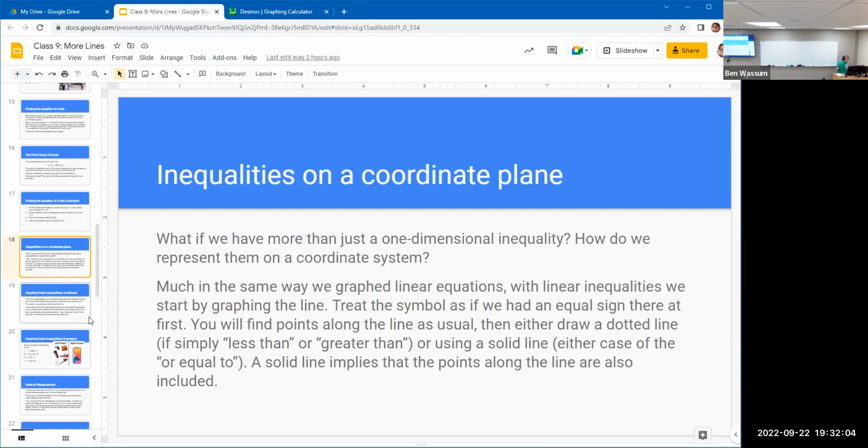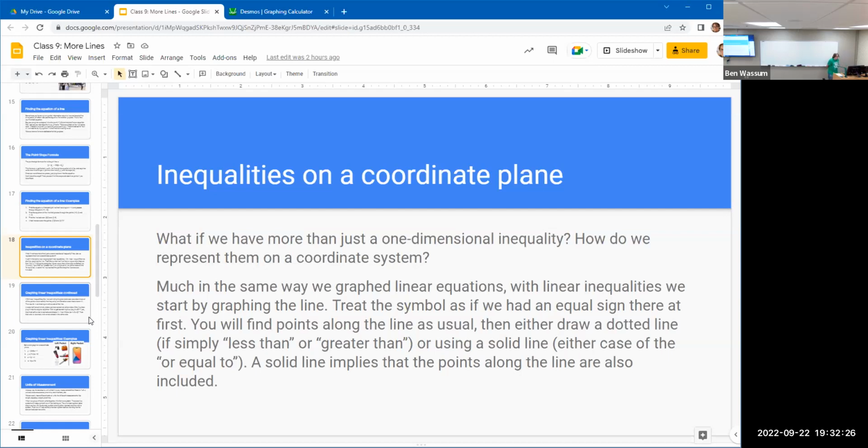So inequalities on a coordinate plane. So inequalities we've done, right? We end up having ranges of numbers on a number line. But if you have an inequality that deals with more than one variable, suddenly you have a line. So suddenly you don't just have a number line, you have an X and a Y, right?